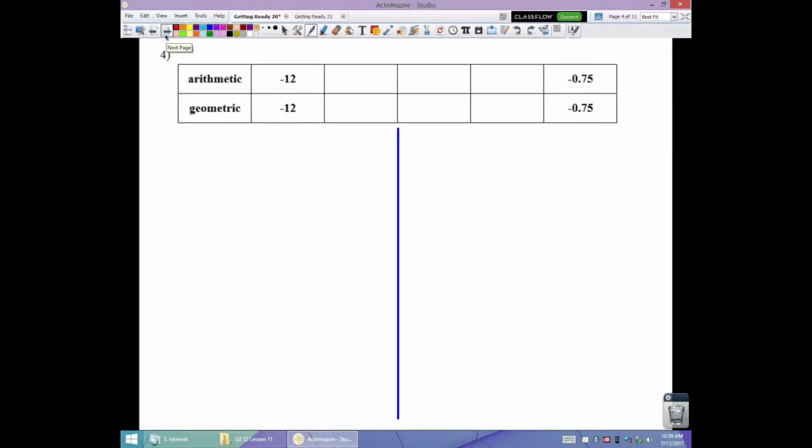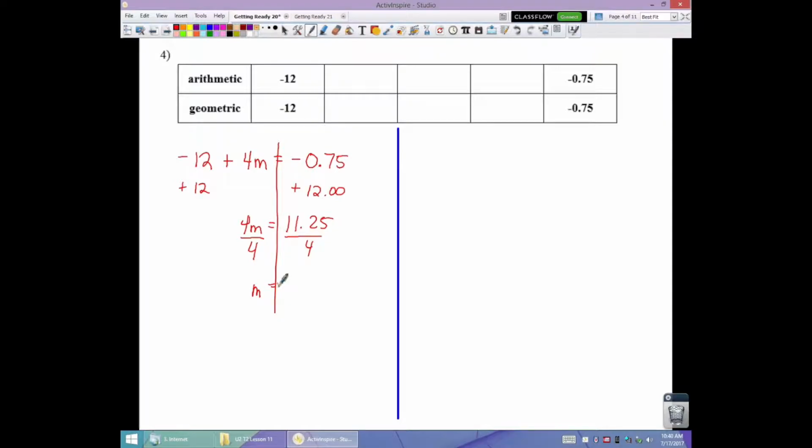Okay. Number 4, start at negative 12, add the same value 1, 2, 3, 4 times, and get negative 0.75, which is negative 3/4. Add 12 to both sides. That's really 12.00. So 4m is equal to 11 1/4. Okay. Divide both sides by 4.